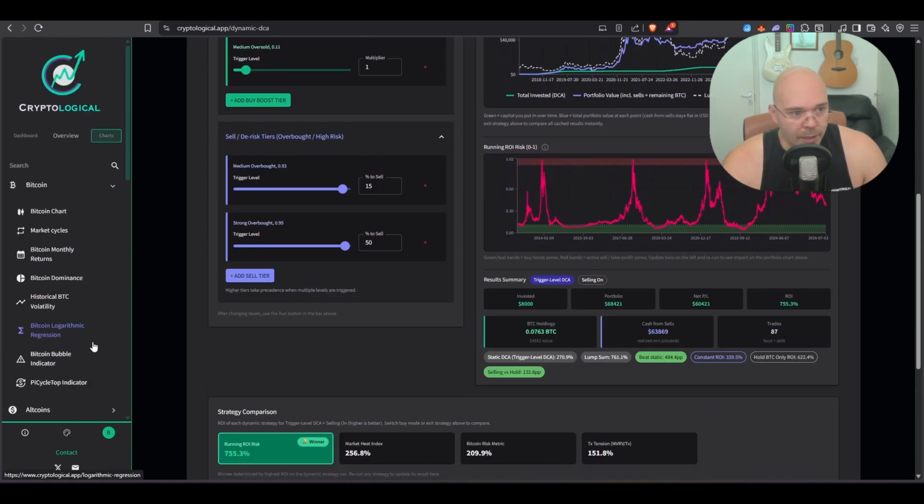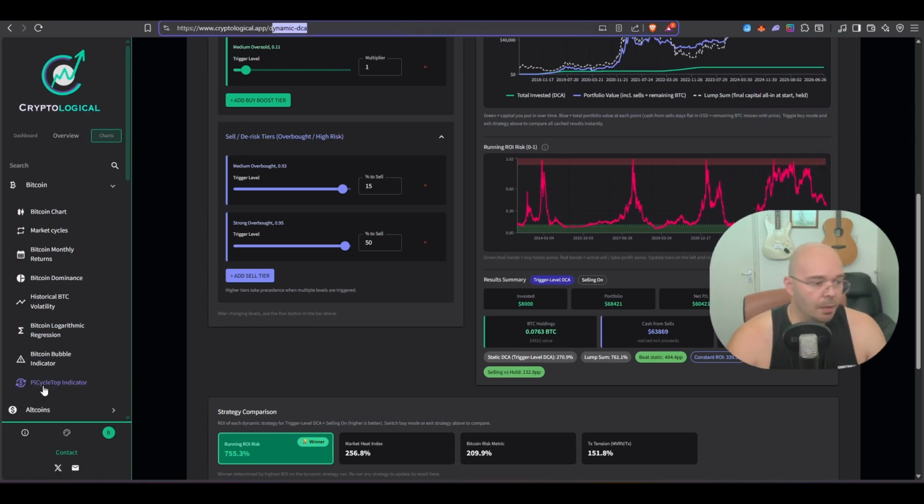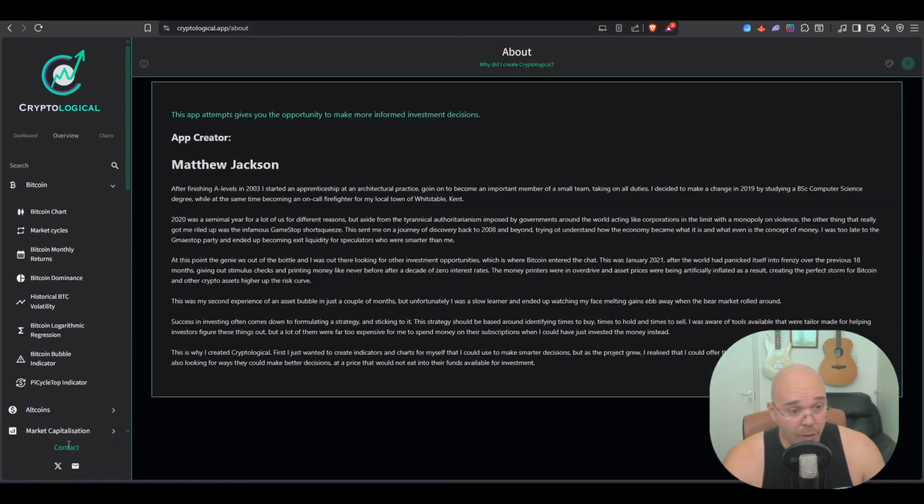So yeah, that's a quick look at the chart. That's a quick look at the 100-day window. And come and check it out. It's free for as long as I can afford to keep hosting it for free.